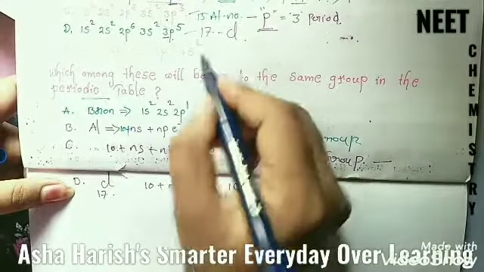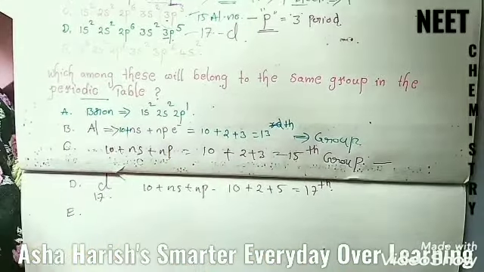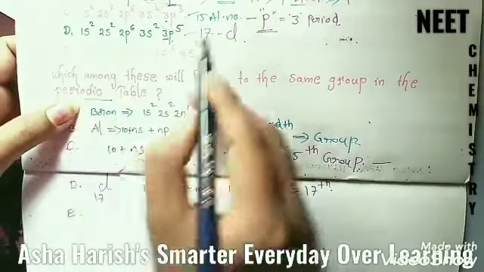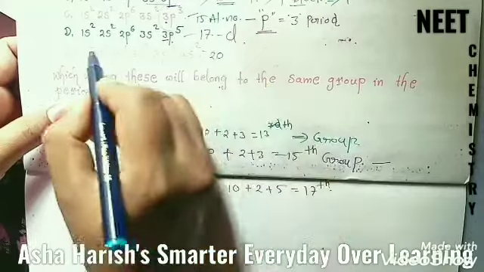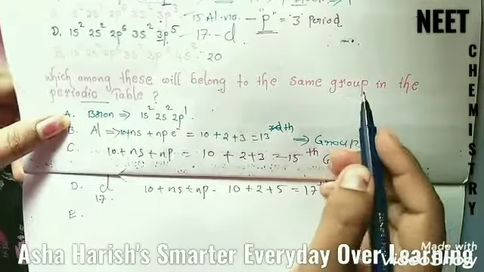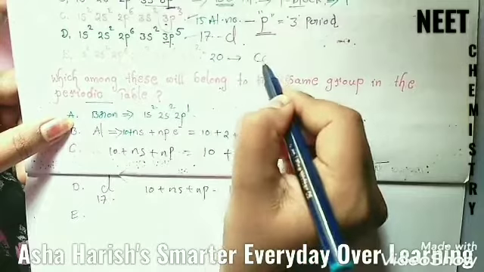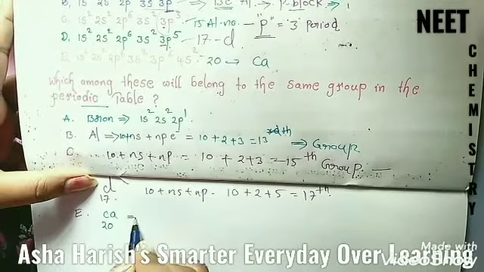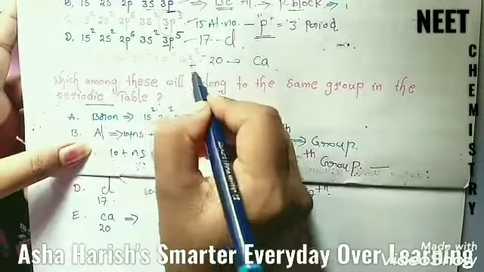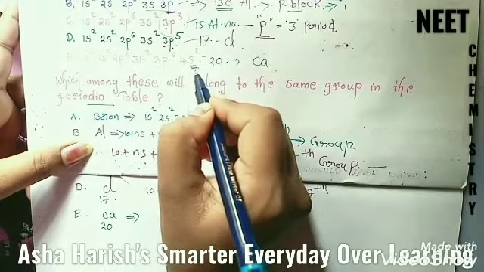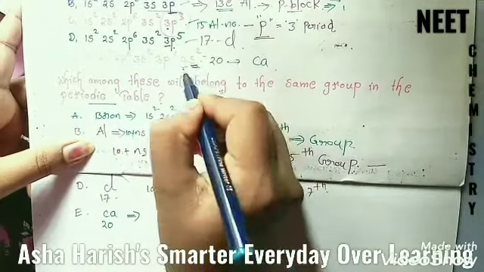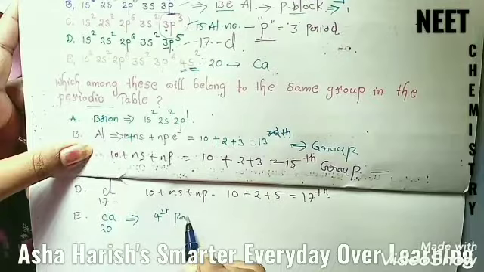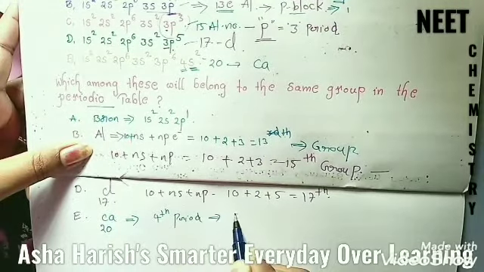Let's get into option E. Let us see the configuration they have given. Basing upon that, if you count all these electrons, we got 20. So the atom is calcium, atomic number 20, which belongs to S block, students. And here the period is the fourth period.